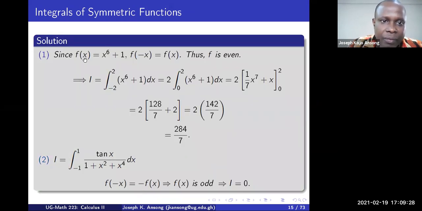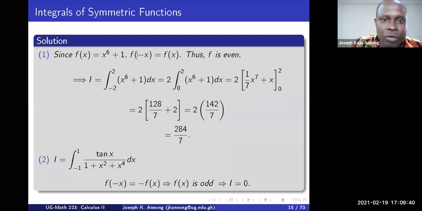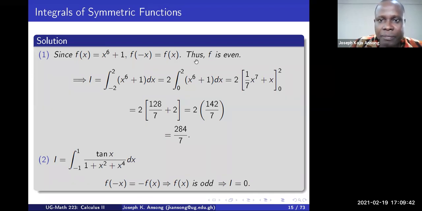So now, this is our function f of x. We plug in negative x into this, and you get positive x out because the power is even. So my f of negative x is f of x. Therefore, f is an even function. So integrating from negative 2 to 2 of x to the 6 plus 1 is the same as 2 times the integral from 0 to 2 of the function. This is easy to integrate. I have 1 over 7 x to the 7 plus x, from 0 to 2.